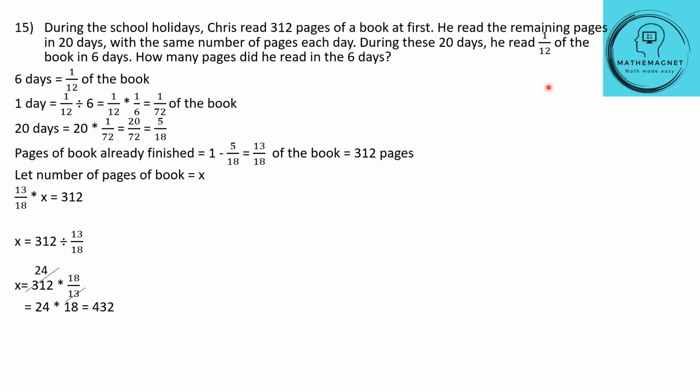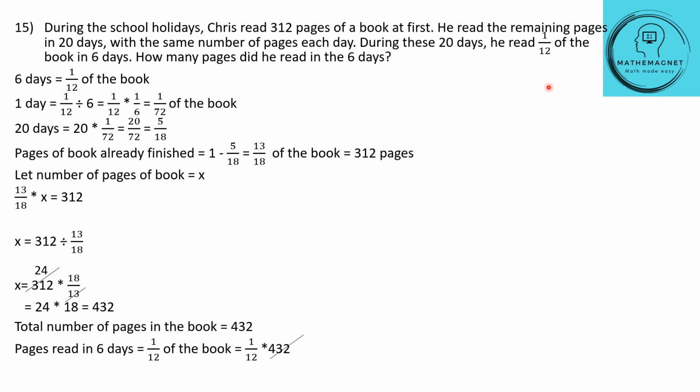Now we know in the question he has read 1 by 12 of the book in 6 days. So to find the number of pages he has read in 6 days, it will be 1 by 12 into 432, which is equal to 36. That is, 12 cancels 432 by 36 times. So it becomes 1 into 36, it becomes 36 pages. So he has read 36 pages in 6 days.